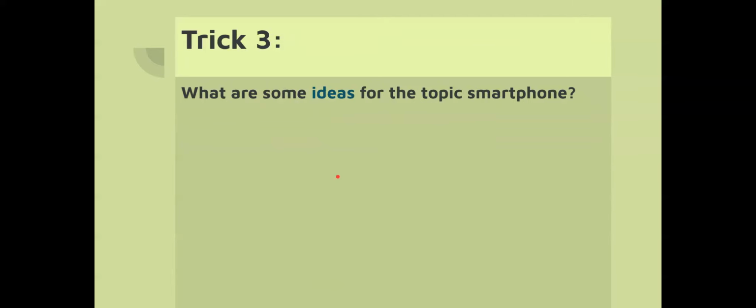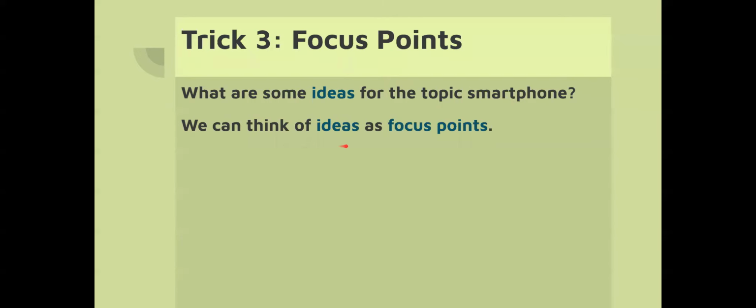Okay, so we looked at some ideas for the topic smartphone, right? Group 5 said my phone design, group 3 said the kind of smartphone, group 1 said the design of the smartphone, group 4 said the functions of the phone, group 2 said the average smartphone usage time, and group 6 said the period of use. Yes, those are all good ideas.